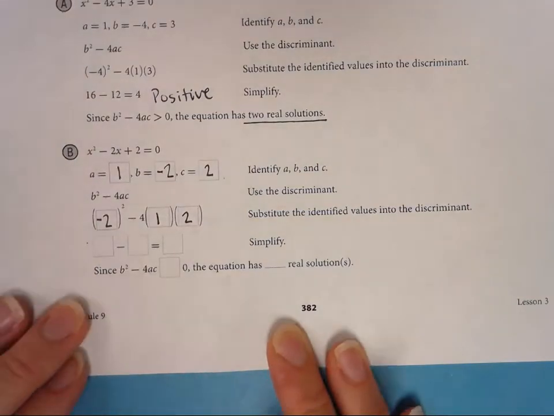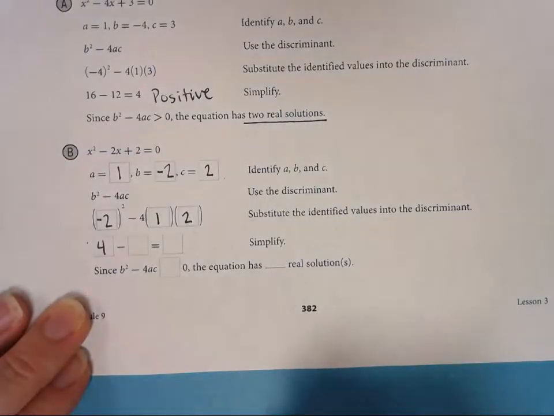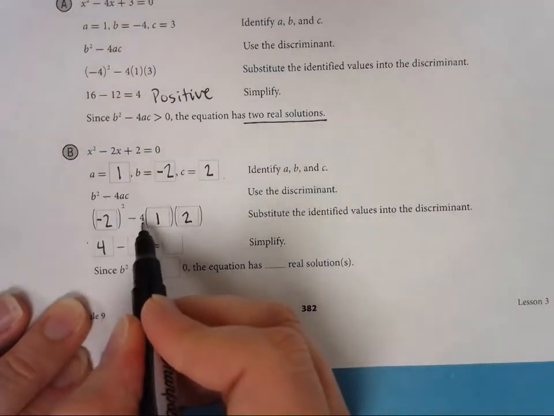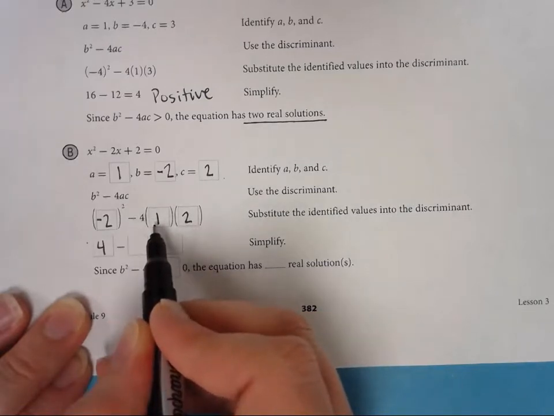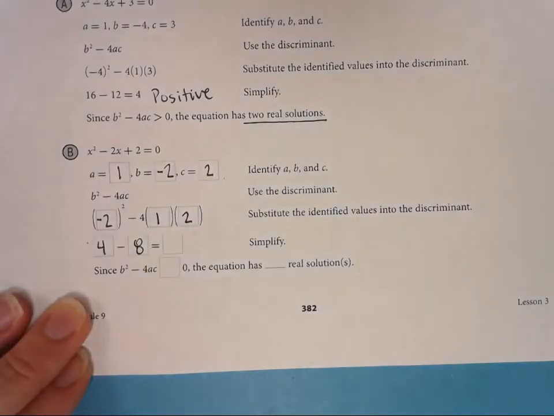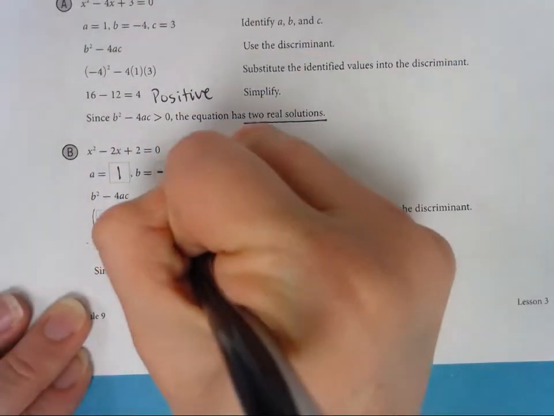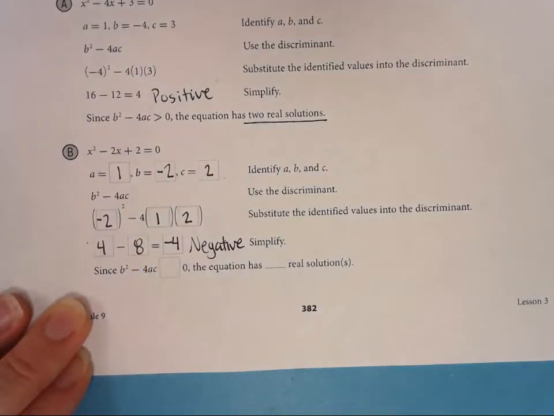Then work it out. Negative 2 squared is 4, minus 4 times 1 times 2. So you could look at that as negative 4 times 1 is negative 4. So negative 4 times 2 is negative 8. 4 minus 8 is negative 4. So that is a negative number, which means it will be less than 0. It would have two non-real solutions.